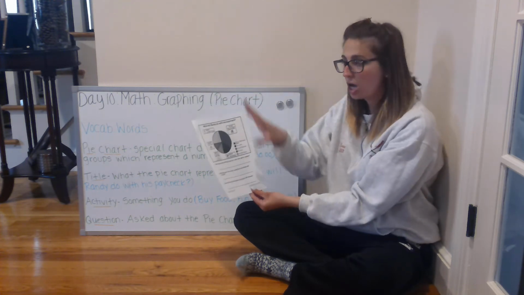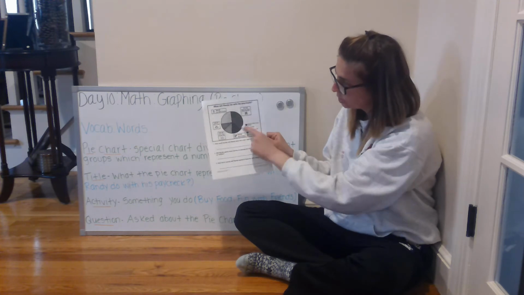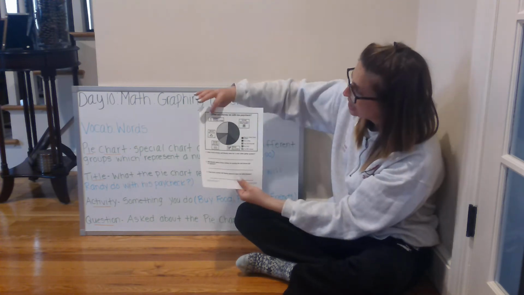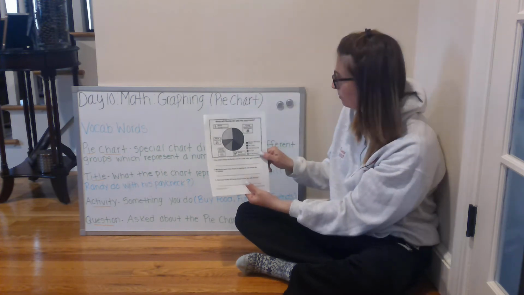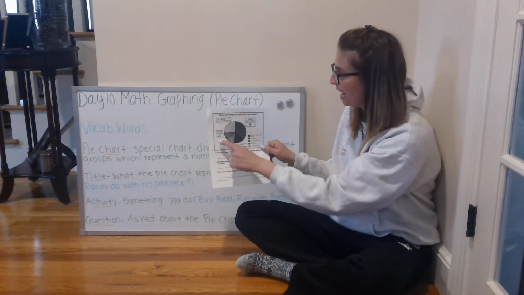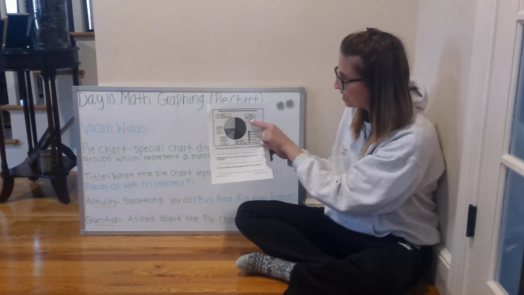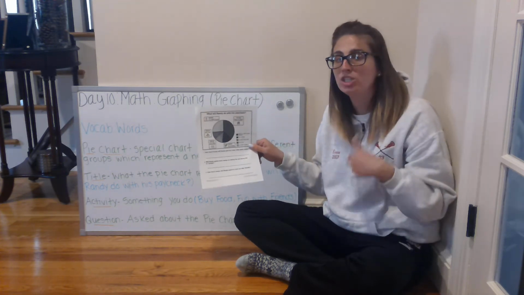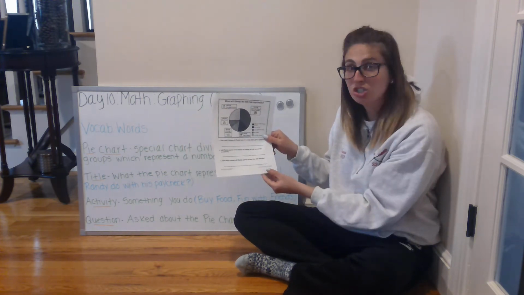Okay, so we just talked about the different parts of a pie chart. So here is the pie chart that we're talking about. Here is the title of the pie chart: What will Randy do with his paycheck? Here are the different activities that Randy could do with his paycheck, and each activity is associated with how much it will cost him to do the activity. And then our questions below.